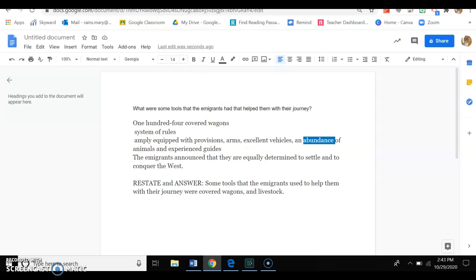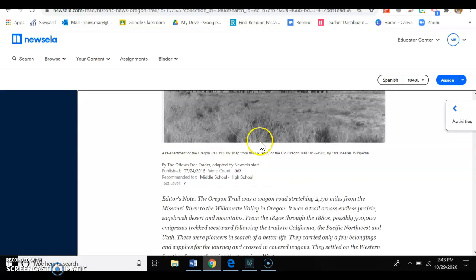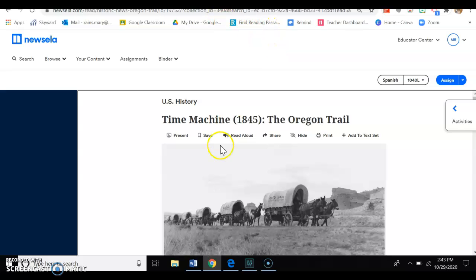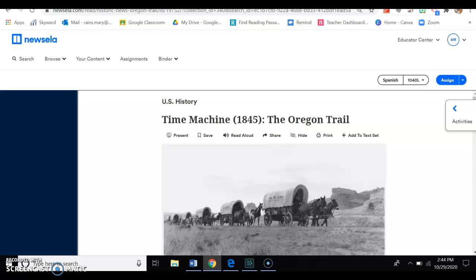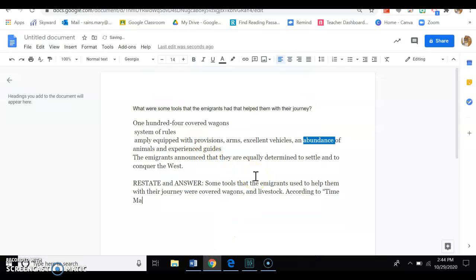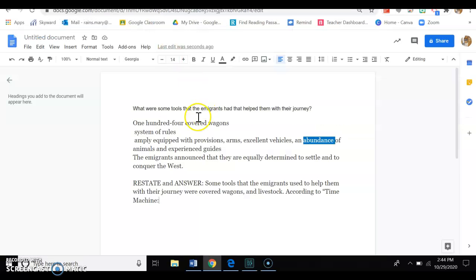I think this is really important to get in the habit of, but I always put the title or the author in the actual introduction of it. So I would say according to, or in the, just like this. So this is how I would do it. According to, and then I would put quotation marks because it's a title, "Time Machine 1845: The Oregon Trail." And quotation, just like that.